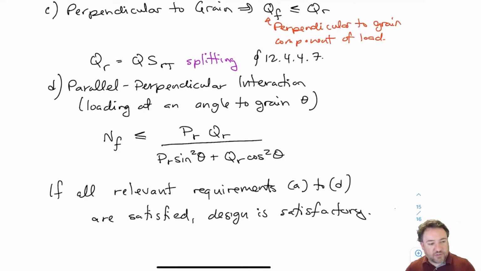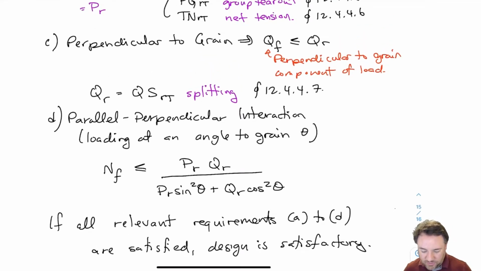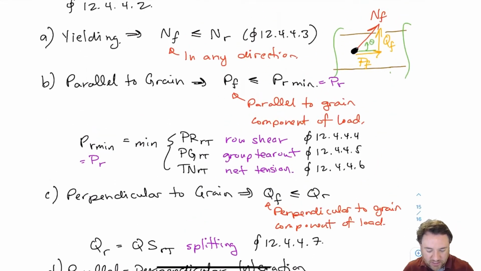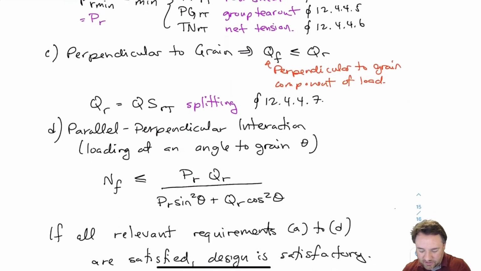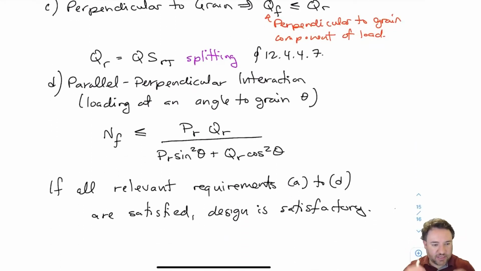So then all I have to do is check A through D, whichever ones are applicable. If I'm just parallel to grain, then really I only have to check A and B, right? If I'm just perpendicular to grain, I really only have to check A and C. If I have an angle to grain, I have to check all of them, of course. Then once I check that all of my resistances are greater than my factored loads, my connection is done. So that brings us to the end of bolted connection design.